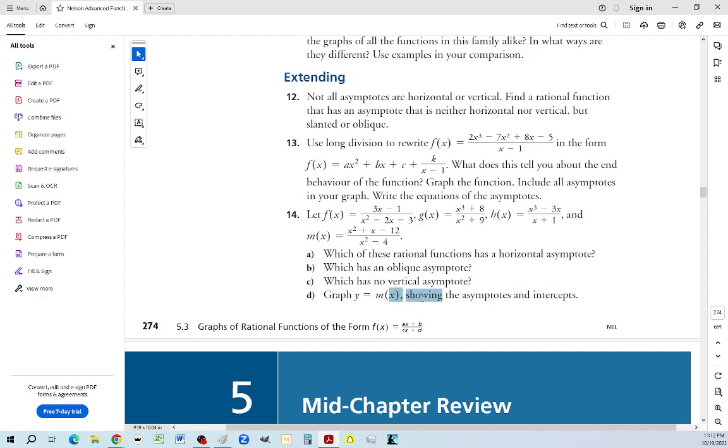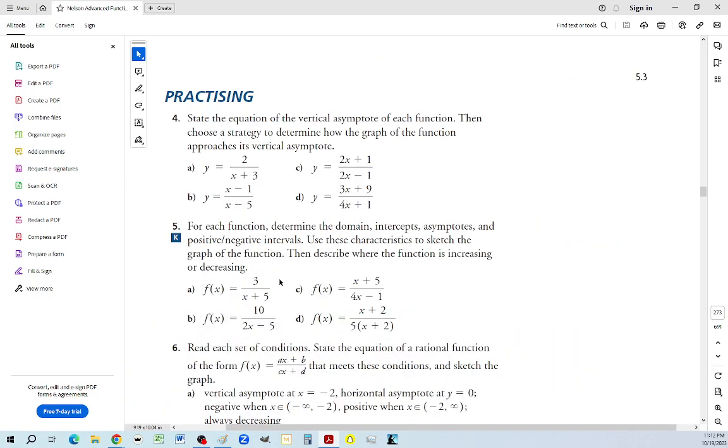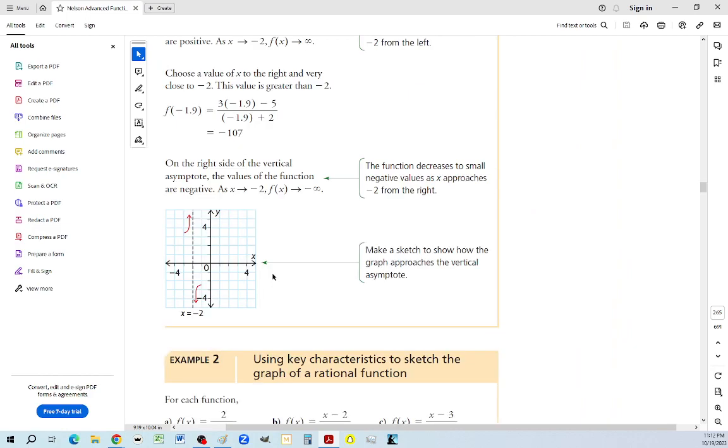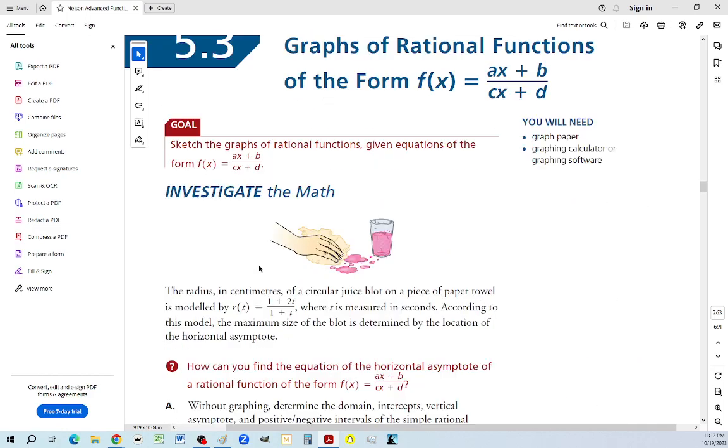And graph y is equal to mx, showing the asymptotes and intercepts. y is equal to mx. Oof. Well, you can do that. And there, that's the end of 5 point, what was that section? 5.3.